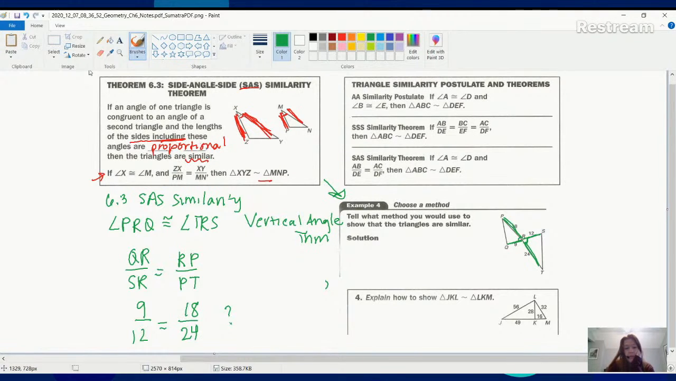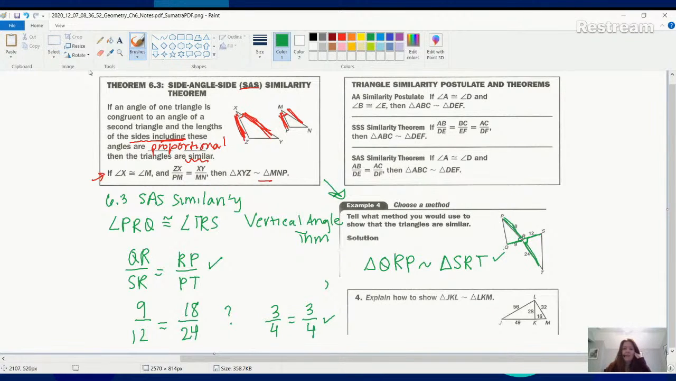So you could cross multiply or we could simplify them both. So 9 over 12 is 3/4, right? And 18 over 24, those both can be divided by 6, is also 3/4. So guess what? One angle is congruent, and the side lengths touching it are proportional. So then I can say by side, angle, side similarity that triangle QRP is similar to triangle SRT. So there we go.